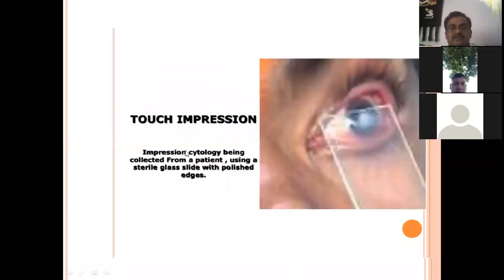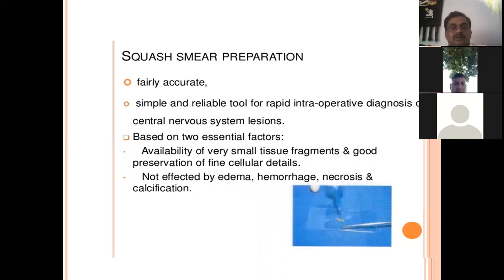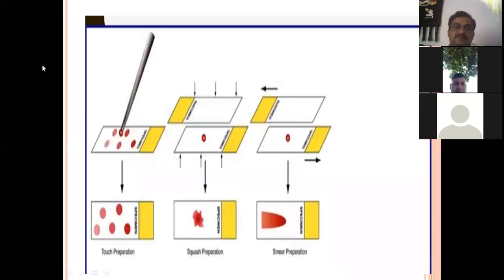And next is touch impression. That is very simple. You have to touch the lesion with your slide and you will get the exfoliated cells. And what is a squash smear preparation? It is slightly different. Here the collected tissue is broken into small pieces. Before being smeared, it is broken into small pieces. So that is called a squash smear preparation.